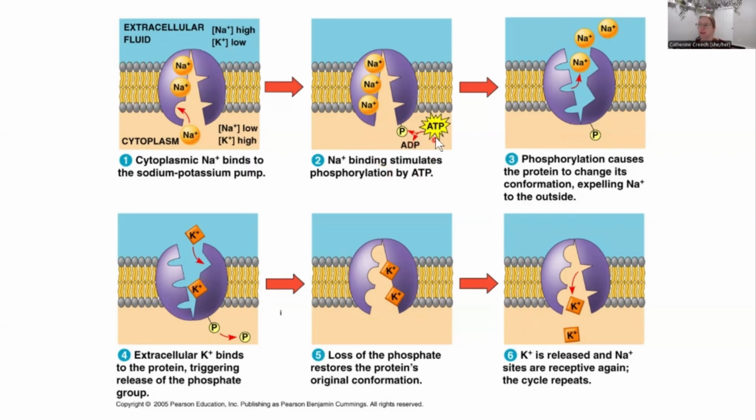I'm going to use an ATP. And as I use that ATP, this is going to change shape, and now the sodium is released. When the sodium is released, potassium will bind to the other side, 2 potassium for 3 sodium. When the potassium binds, it moves back to its resting shape, and now the potassium can enter the cell. So 20% of your cell's energy is used doing just this.